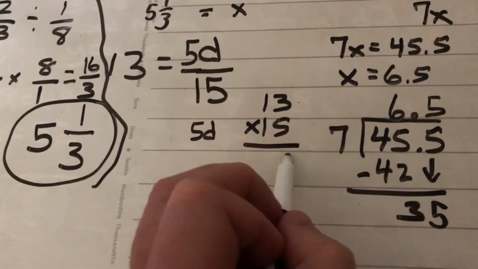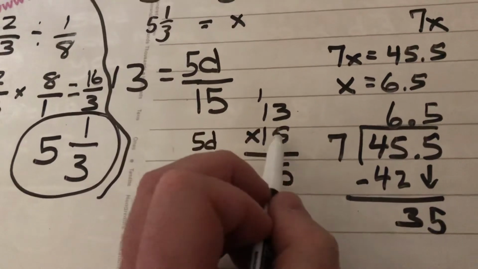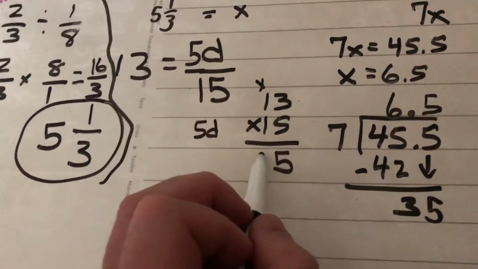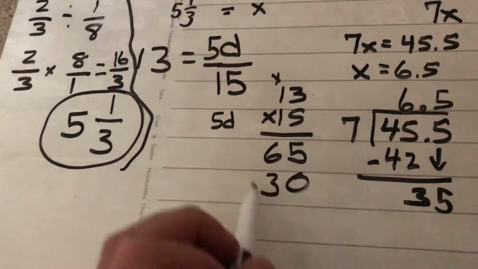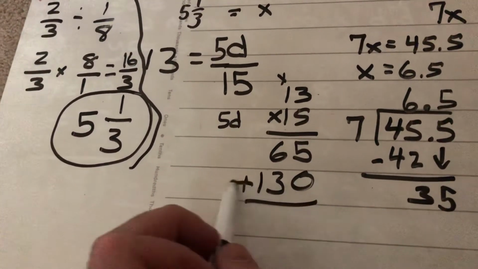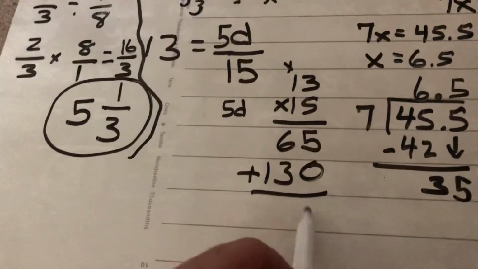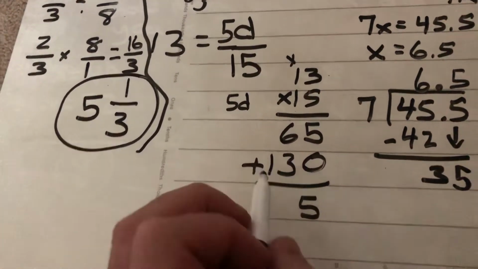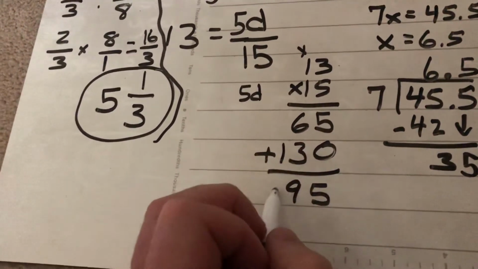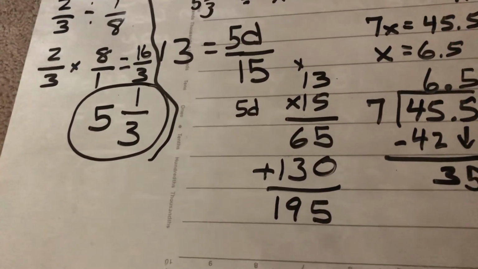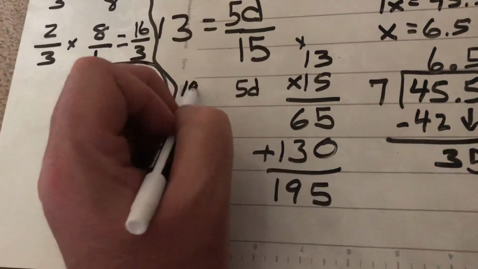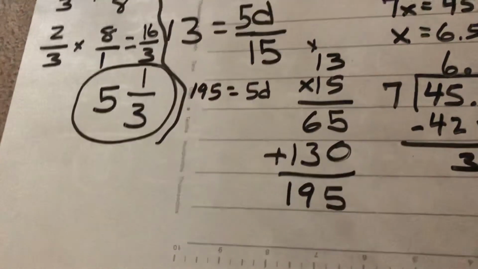Well, 5 times 3 is 15. Put the 5 down, carry the 1. 5 times 1 is 5, plus 1 is 6. Put the 0 down. 1 times 3 is 3. 1 times 1 is 1. It's time to go ahead and add these. 5 and 0 is 5. 6 and 3 is 9. Nothing and 1 is 1. I get 195. So I end up with 195 equals 5d.